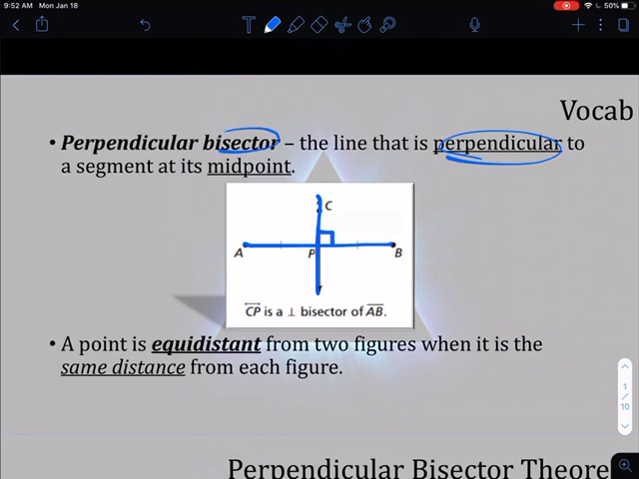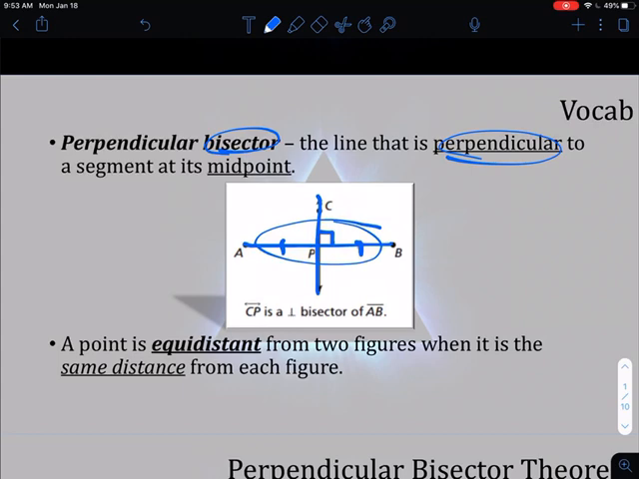The other thing a perpendicular bisector does, remember, bisect means cut in half. So we're going to hit the segment at the midpoint, which means the distance from A to P is going to be the same as the distance from P to B. So when we talk about a perpendicular bisector, these two pieces of information must be true. The lines are perpendicular, they form the right angle, and we cut one of the lines in half. So A to B is cut in half into A to P and P to B.